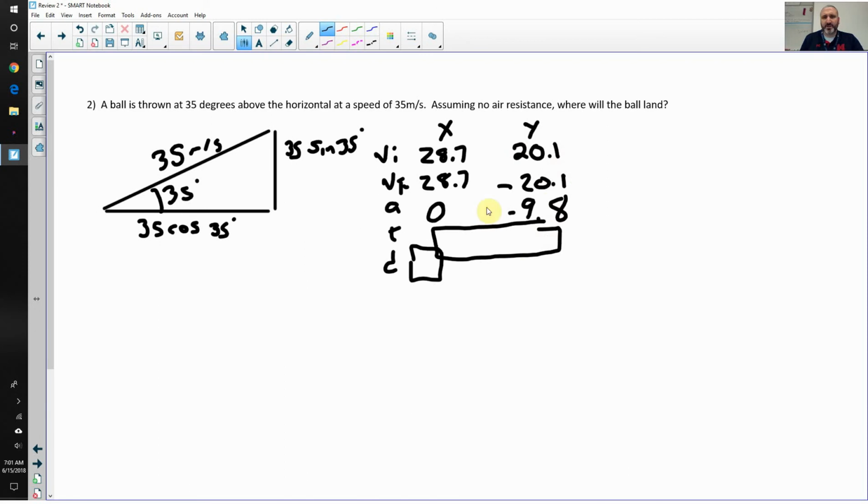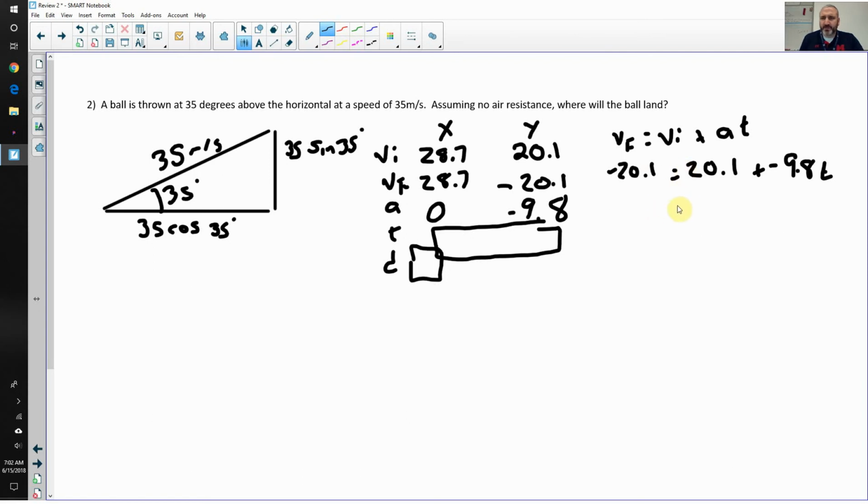We need an equation, and we typically use the y because if you try and plug x stuff in, you're not going to get a time that's of any consequence. But if we use the y stuff, I would say the equation uses VF equals VI plus AT, where VF is negative 20.1, VI is positive 20.1, negative 9.8 is your acceleration, and we're solving for time.